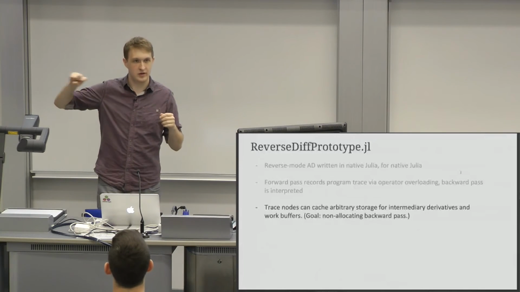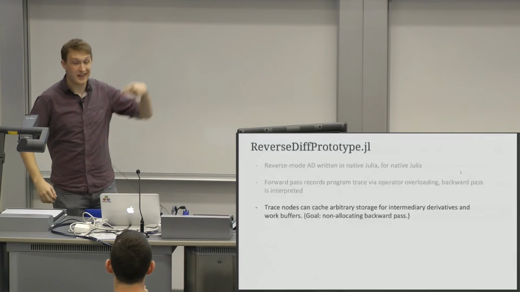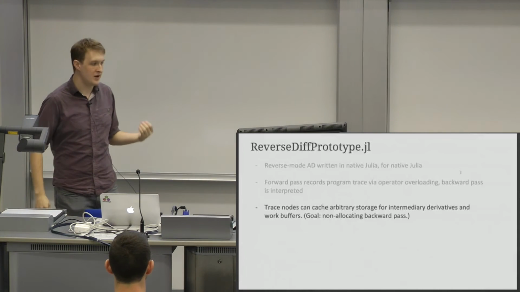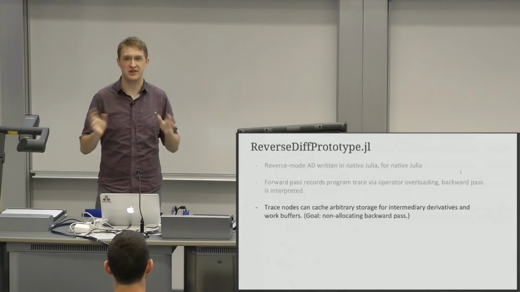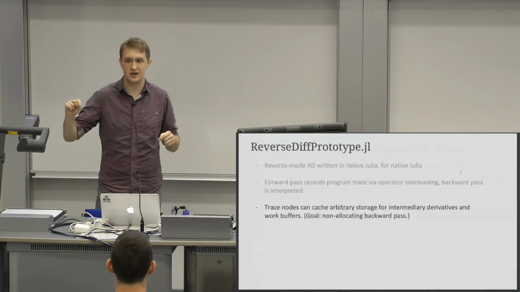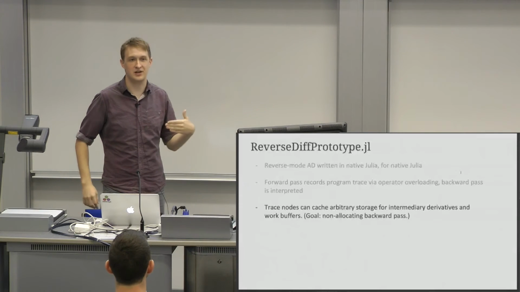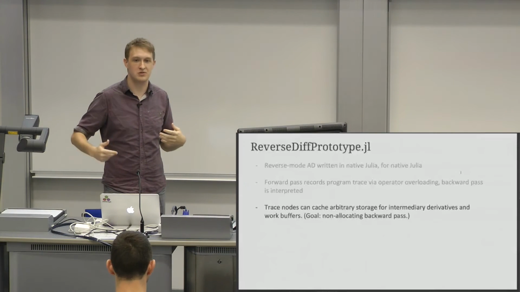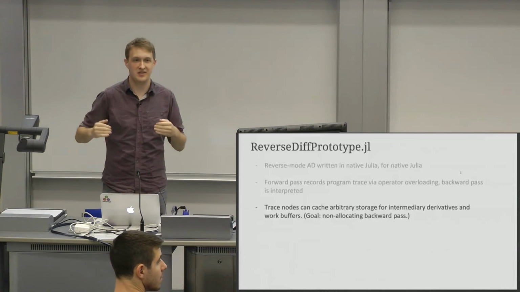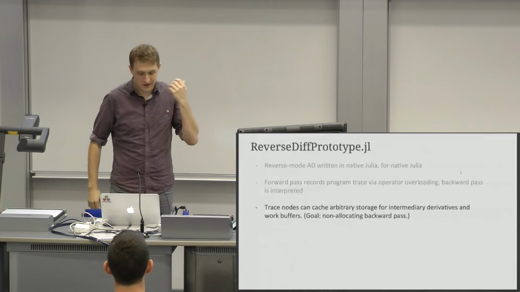So the data structure I use for storing this tape, these nodes, can cache an arbitrary amount of storage in the forward pass that can then be used in the backwards pass. If I'm doing something like sine and cosine, I know that I'm going to be using those intermediary derivatives later in the backwards pass. So for sine, I know I'm going to be using cosine later at that node. For cosine, I know I'm going to be using negative sine later at that node. So I can calculate those in the forward pass and then apply them in the backwards pass, which makes the backwards pass non-allocating.